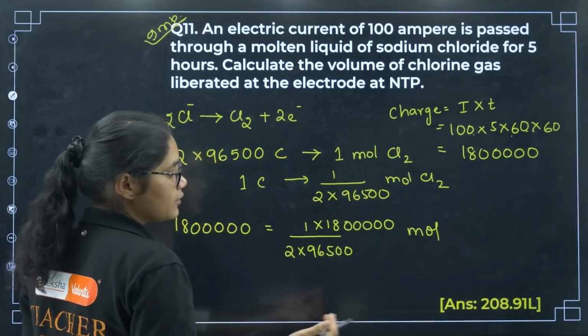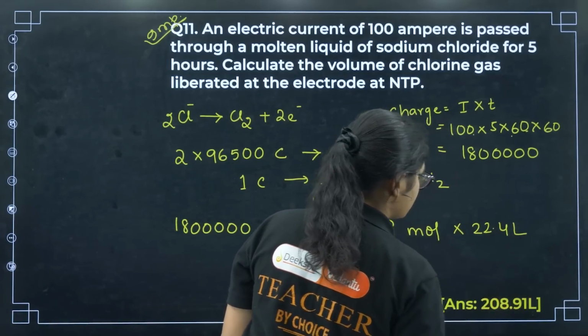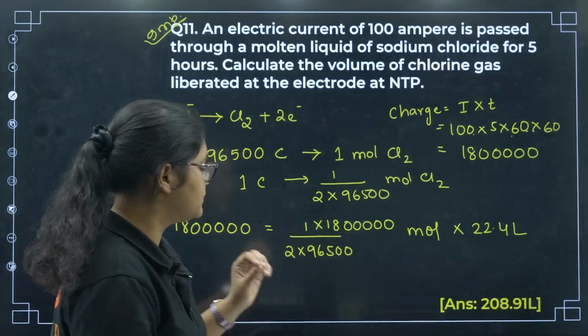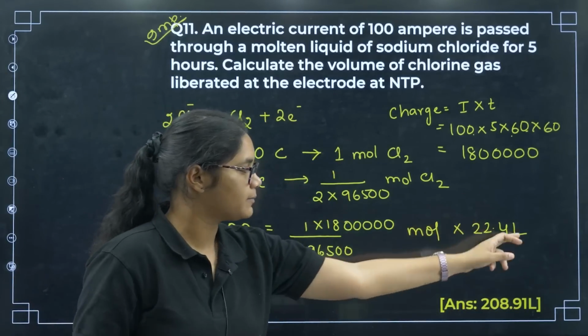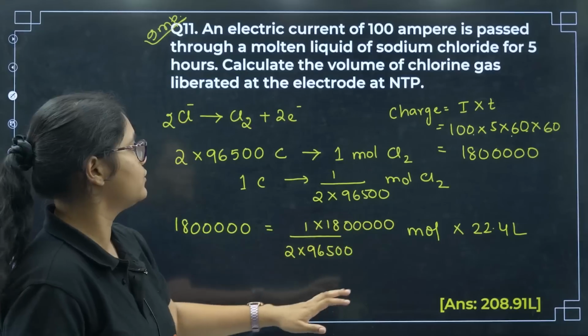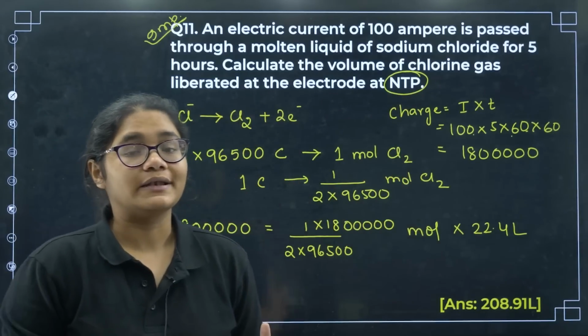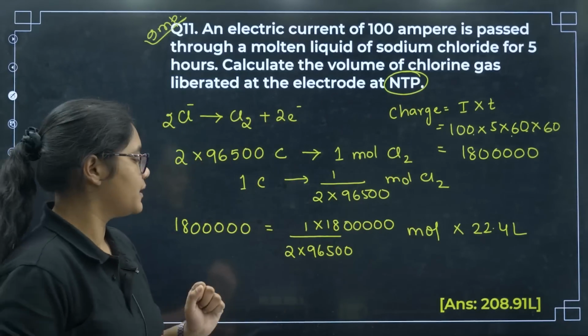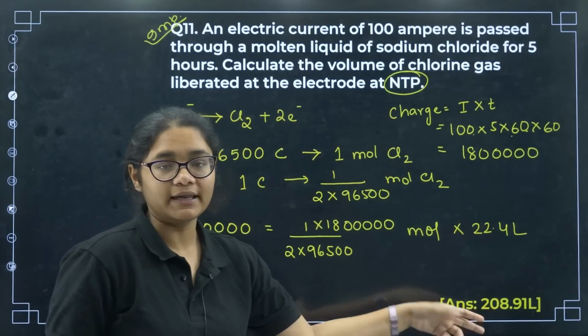Now to convert into gas, what you have to do, just multiply it with 22.4 liter. So if you solve this, you will be getting around 208.91 liter. So why did I multiply it with 22.4 liter? Because we know that at NTP 1 mole of a gas occupies 22.4 liter. So that is why if these many moles are there, it will occupy this many liters.